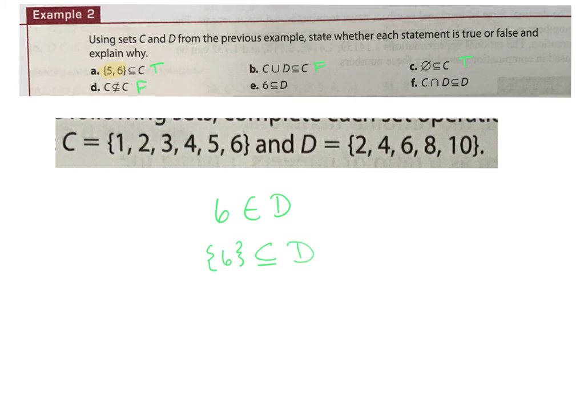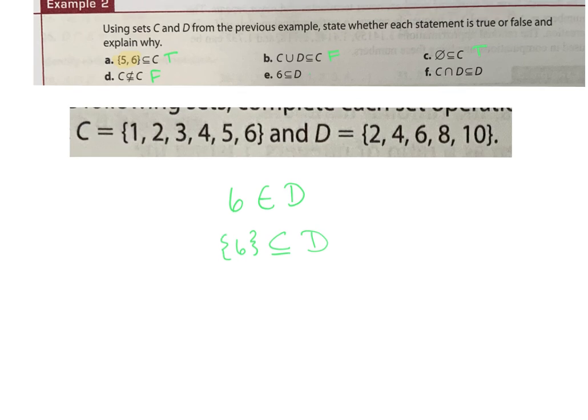It is not a set, all right? So this one's technically false. If it said element, yes, but it doesn't say element. It says subset. So this is actually true, right? The set 6 is a subset of D because by definition it is a set. This is also true. 6 is an element of D. Not in notation means I'm talking about an element, so I need to use my element notation.